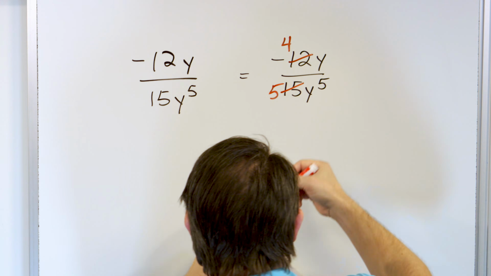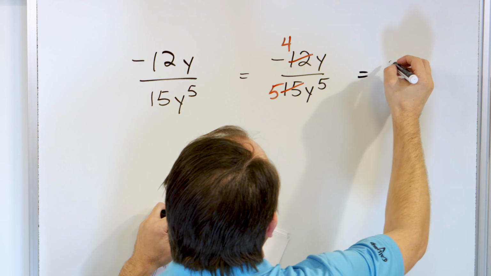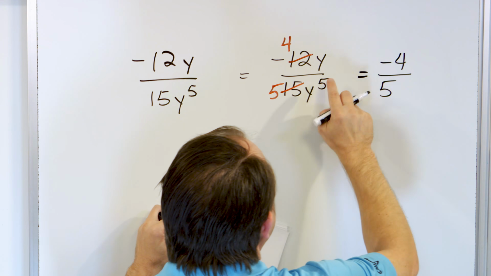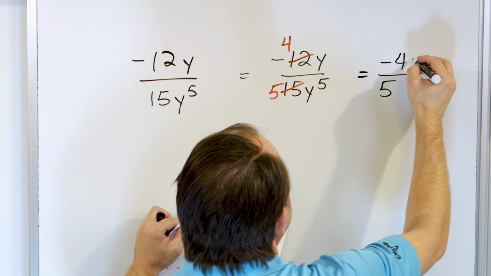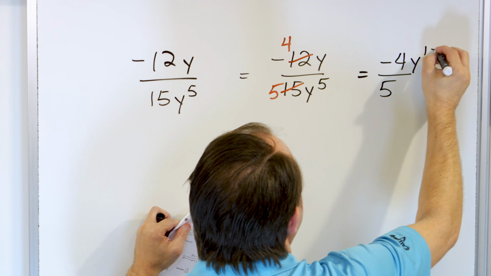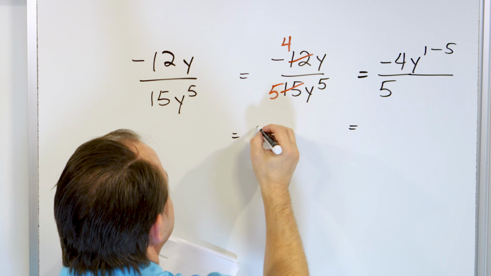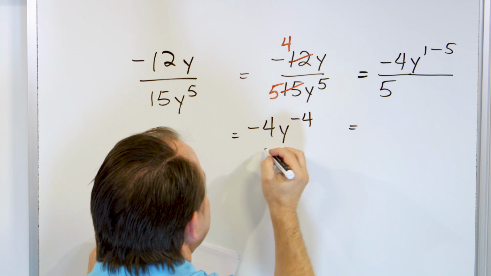And then I'm just going to subtract the exponents here. I'm not going to cancel anything, just to show you a new way of doing it. On the top, you'll have a negative 4, and on the bottom, you'll have this 5. But then, what is 1 minus 5? That's going to be y to the 1 minus 5. I'll just write it out, I guess. And so on the top here, you have negative 4y to the negative 4. 1 minus 5 is negative 4.